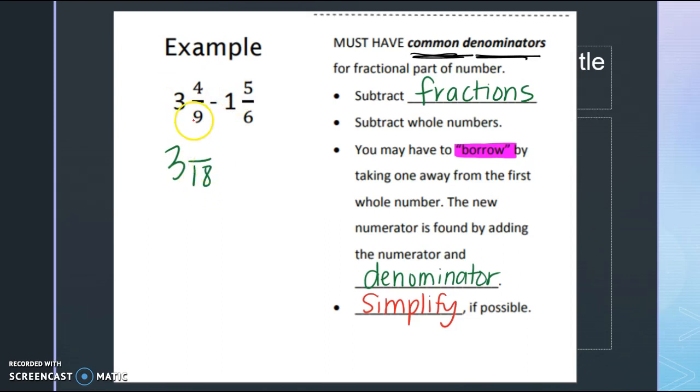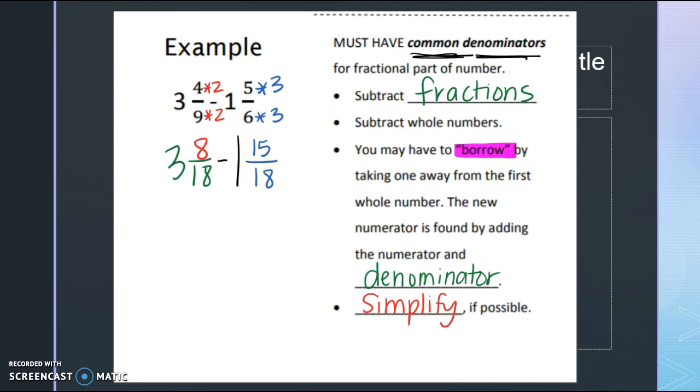So to get from 9 to 18, I needed to multiply by 2. So I do the same thing to my numerator, and I have 8 over 18 minus 1. And I'm going to change my denominator here to 18 as well. I had to multiply 6 by 3, so I do the same thing to my numerator, and I should have 15 eighteenths. So here's where it gets a little bit tricky.